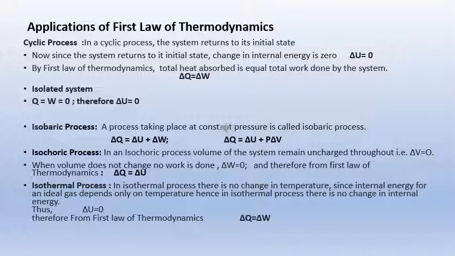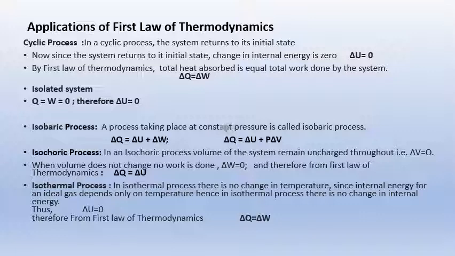So the first process that we'll consider is a cyclic process. Now, in a cyclic process, the system returns to its initial state after undergoing a series of changes. As internal energy is a state function, delta U is 0 for a cyclic process, and therefore from the first law of thermodynamics we get delta Q is equal to delta W. Hence, in a cyclic process, the total heat absorbed by a system is equal to the work done by the system.